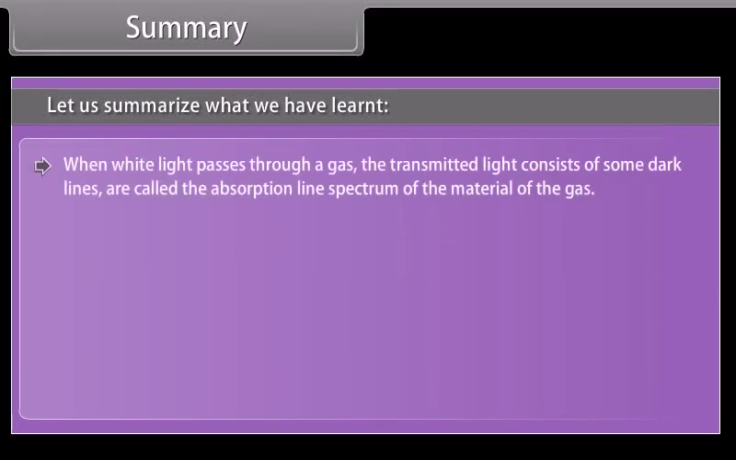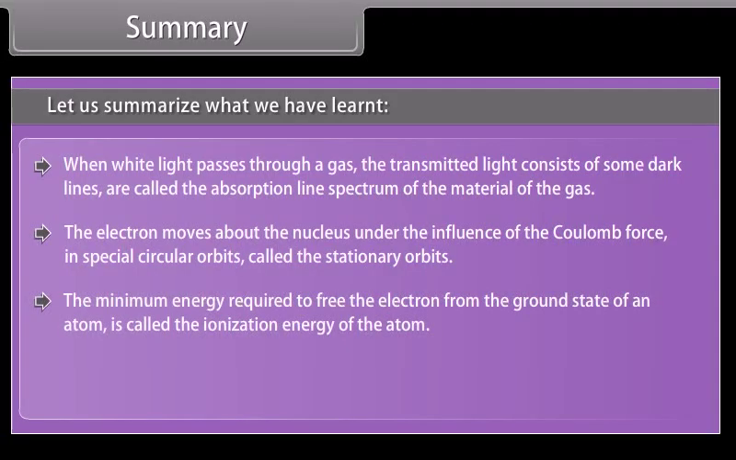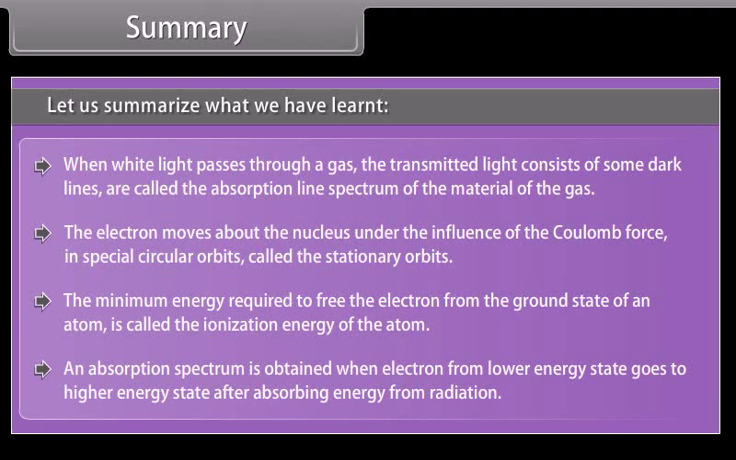When white light passes through a gas, the transmitted light consists of some dark lines, called the absorption line spectrum of the material of the gas. The electron moves about the nucleus under the influence of the Coulomb force in special circular orbits called the stationary orbits. The minimum energy required to free the electron from the ground state of an atom is called the ionization energy of the atom. An absorption spectrum is obtained when electron from lower energy state goes to higher energy state after absorbing energy from radiation.